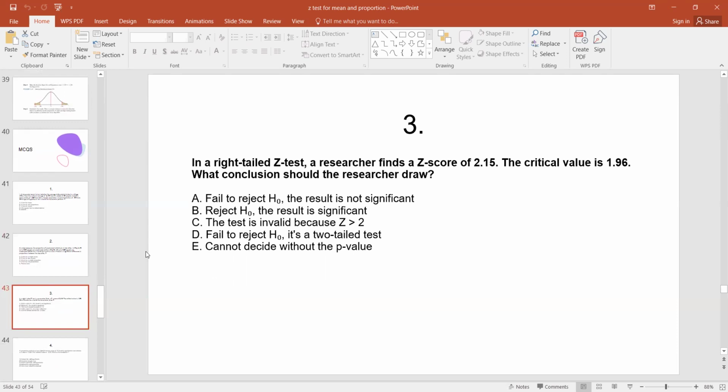MCQ number 3. In a right-tailed Z-test, a researcher finds a Z-score of 2.15. The critical value is 1.96. What conclusion should the researcher draw?